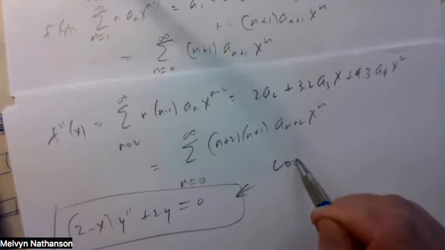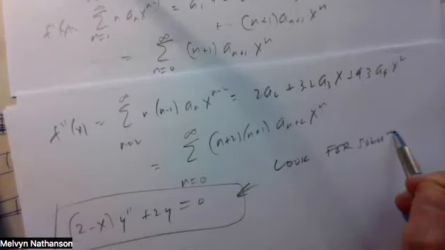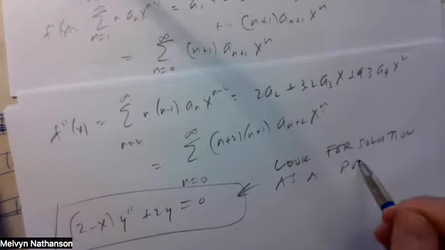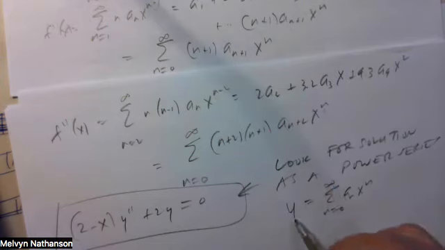So let's look for a solution as a power series. That is, suppose we let y be the summation of a sub n x to the n, where n goes from 0 to infinity. Can we find coefficients a n that solve this equation?